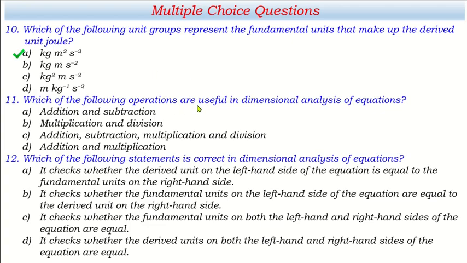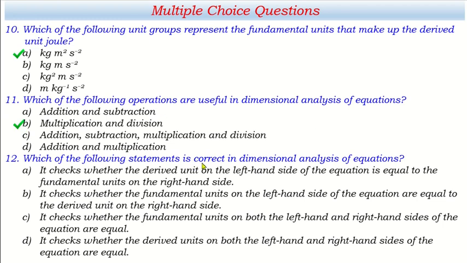Which of the following operations are useful in dimensional analysis of equations? Addition and subtraction? No. Multiplication and division? Yes. Addition, subtraction, multiplication, division, not correct. Addition and multiplication, not correct. That's why actually it is multiplication and division.